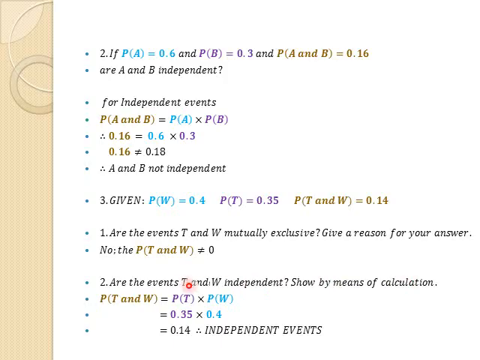So for independence, probability T and W must equal probability W times probability T. So for T, 0,35 times 0,4, and I hope you see the T and W, so I wrote T first, then W. That gives me 0,14 when I multiply them out. That equals the value given, therefore they are called independent events. So remember, when they're not independent, we simply say they are dependent events.